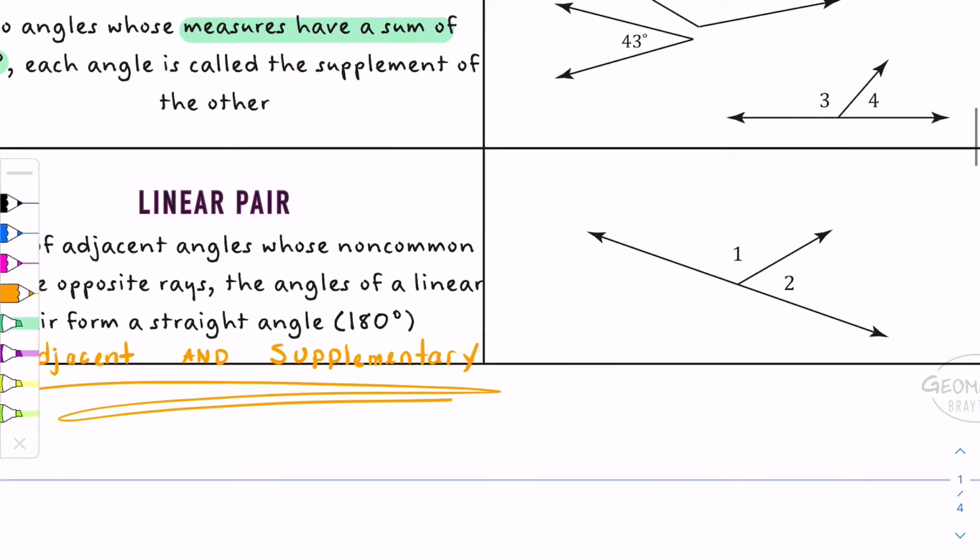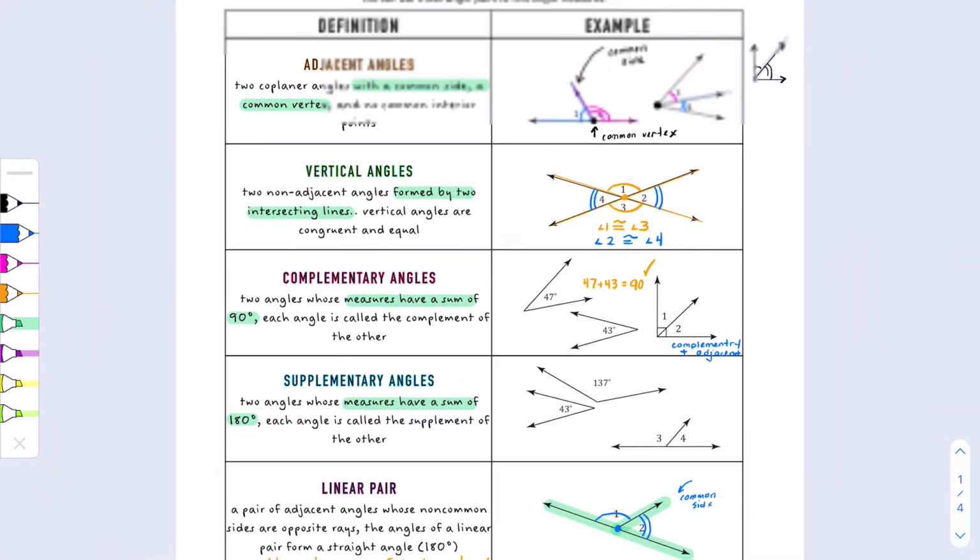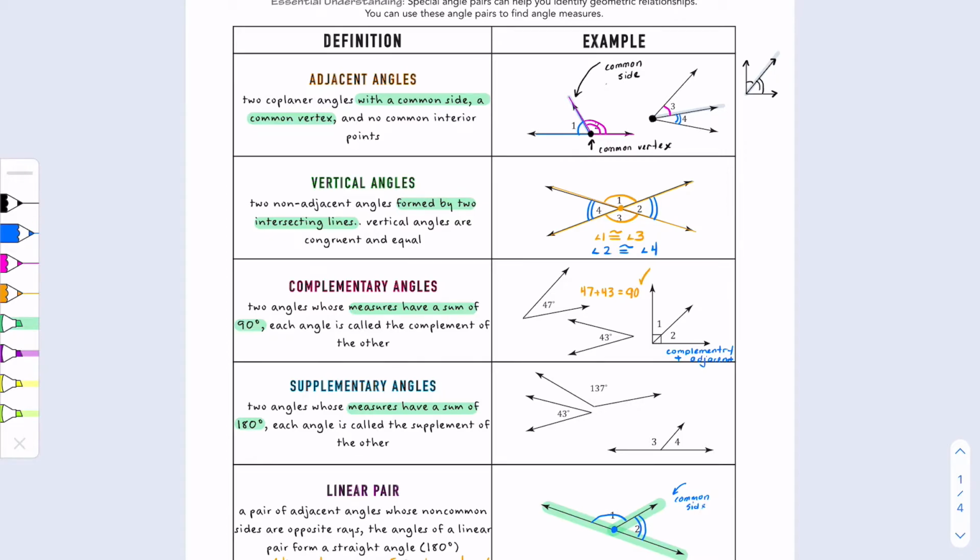Looking at our model here, you can see that we have a straight angle. We also have a common side. This common side proves that we have adjacent angles. We have a common vertex. Whatever the measure of angle 1 is, plus the measure of angle 2, is going to equal 180 degrees. So we're going to use all of these relationships to help us solve for missing angle measures, or to prove congruent angles.